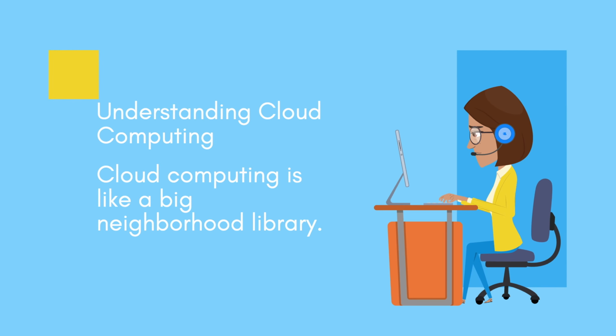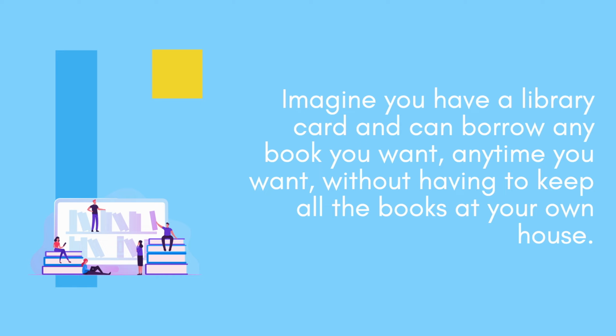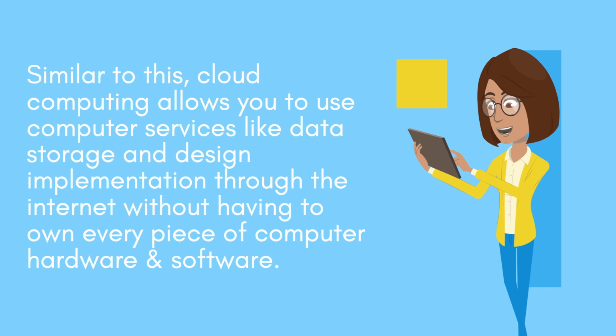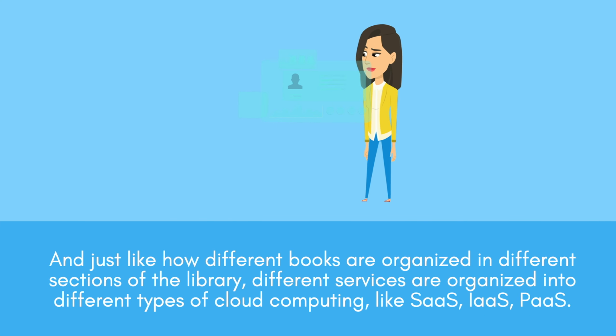Understanding cloud computing. Cloud computing is like a big neighborhood library. Imagine you have a library card and can borrow any book you want, anytime you want, without having to keep all the books at your own house. Similar to this, cloud computing allows you to use computer services like data storage and design implementation through the internet without having to own every piece of computer hardware and software. And just like how different books are organized in different sections of the library, different services are organized into different types of cloud computing, like SaaS, IaaS, PaaS.